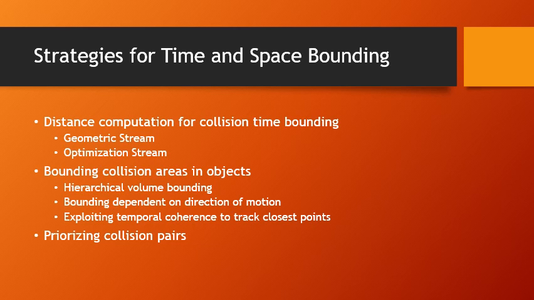In bounding collision areas and objects, in common for one review in this paper, focusing on collision on relevant portions of the objects, one is to exploit the hierarchical volume bounding dependent on the direction of motion, mentioning the forefront features. Temporal coherence is mentioned to keep track of the closest points. The advantage of hierarchical bounding is its ability to be used for both volume and boundary, where the other two can be suited only for boundary representation.